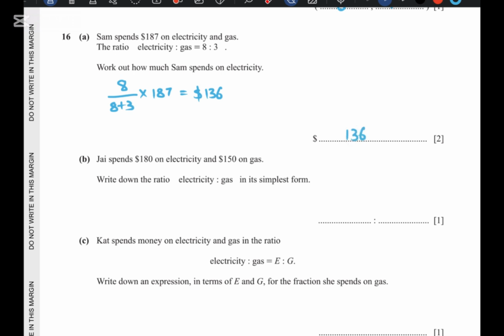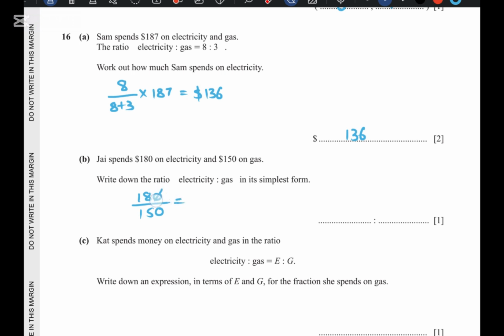Question B. Jay spends $180 on electricity and $150 on gas. Write down the ratio electricity is to gas in its simplest form. In the question it is given that 180 was spent on electricity and 150 was spent on gas. We need to write the ratio electricity is to gas in simplest form. So just you can write the amounts in the ratio in this order. Electricity, so first 180 in numerator and 150 in denominator. Because we want to make it into simplest form, we can write it as a fraction. So I wrote first electricity in numerator, denominator 150.